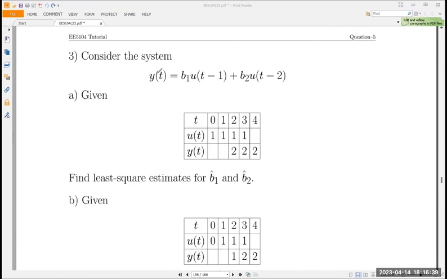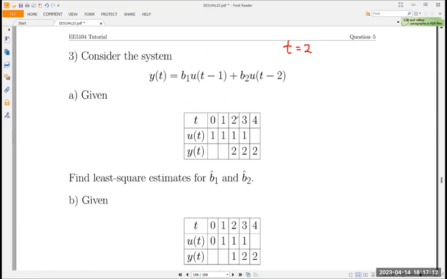All right. Now, consider the system. So the system is like that. Then you have this measurement. Now find the least square estimate of B1 and B2. At t equals to 2, you write down the simultaneous equation. What do you have?